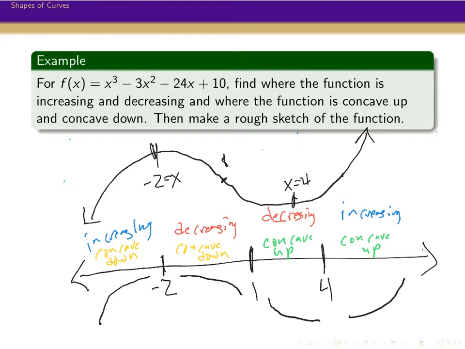Places where concavity changes, this has a special name. This is what's called an inflection point. Okay, and inflection points are special. So inflection point, this means concavity changes.